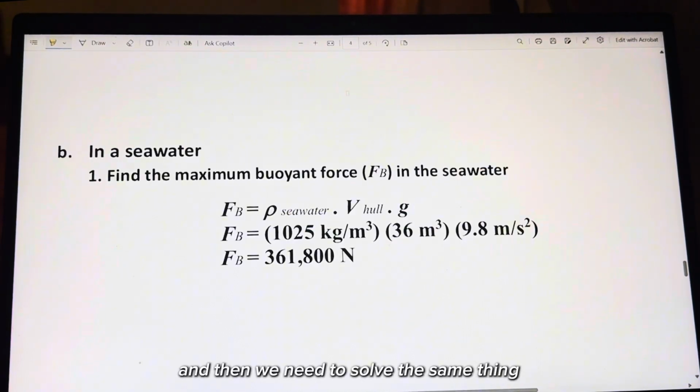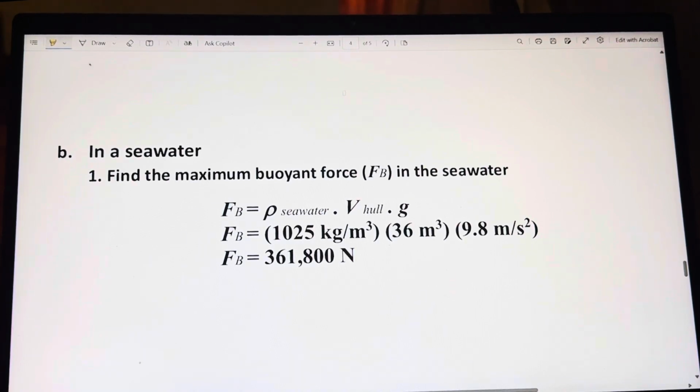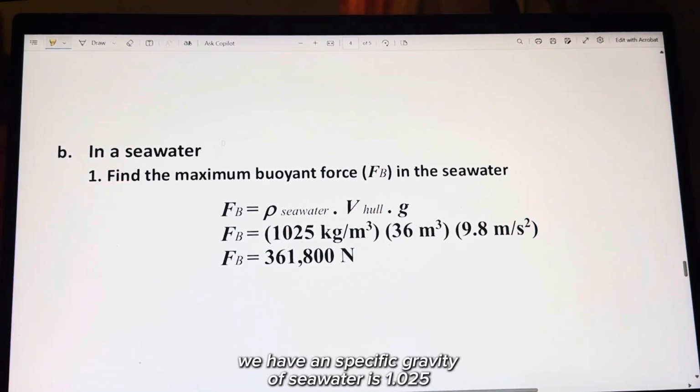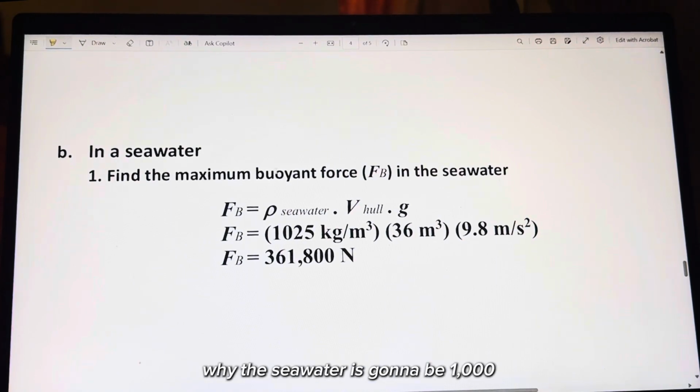And then we need to solve the same thing, but this time in seawater. Before I start the first step, as we know, in the question we have a specific gravity of seawater of 1.025. Why is the density of seawater 1025 kilograms per cubic meter? Because the density of fresh water is 1000 kilograms per cubic meter. So if we need to find the density of seawater, we can calculate it as 1.025 times 1000 kilograms per cubic meter, and then we have 1025 kilograms per cubic meter.